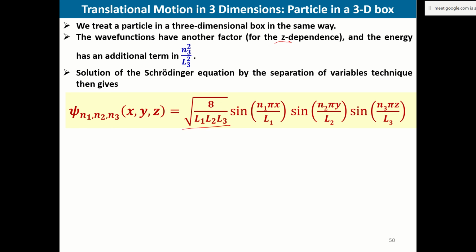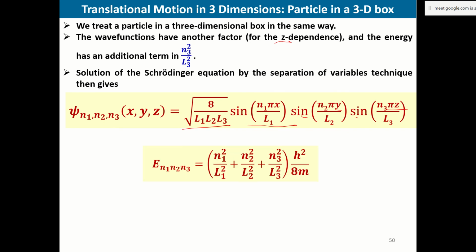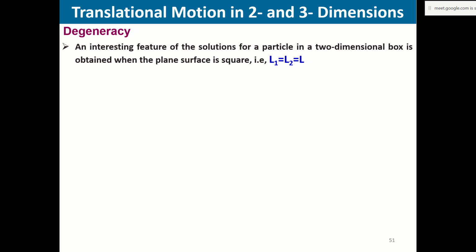So it is easy to imagine what kind of functions we can have for a particle in a three-dimensional box: x, y, and z, in a similar way, all sine functions. So we can have n1, n2, n3. So n1 square by L1 square, n2 square by L2 square, n3 square by L3 square. So these are three terms, and h square by 8m.